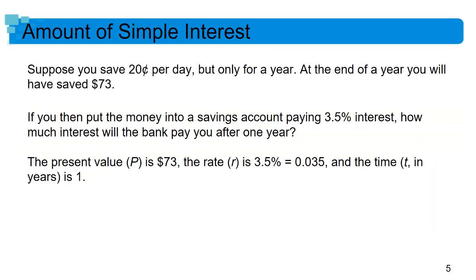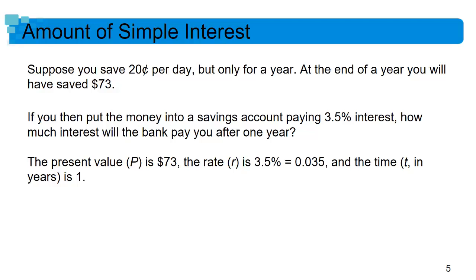Okay? So let's look at a simple example. Suppose you save 20 cents per day, but only for a year. At the end of the year, you would have saved $73. If you then put that money into a savings account that gives you 3.5% interest, how much interest will the bank pay you after 1 year?